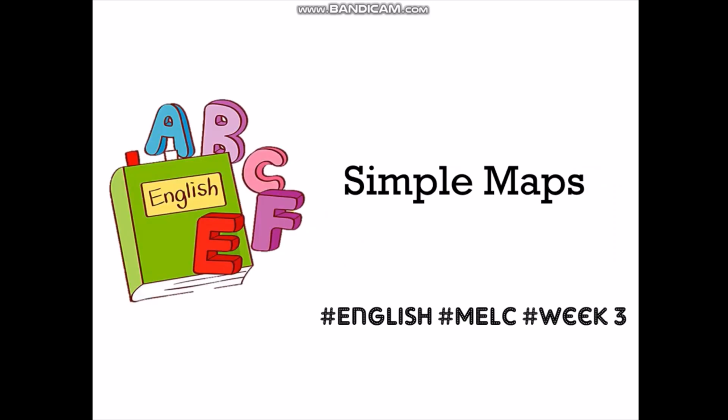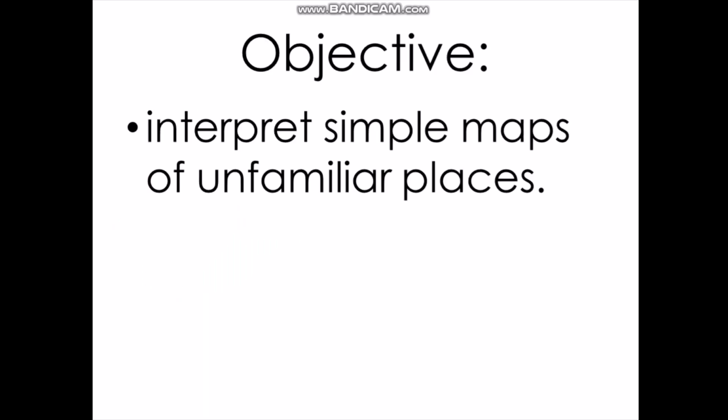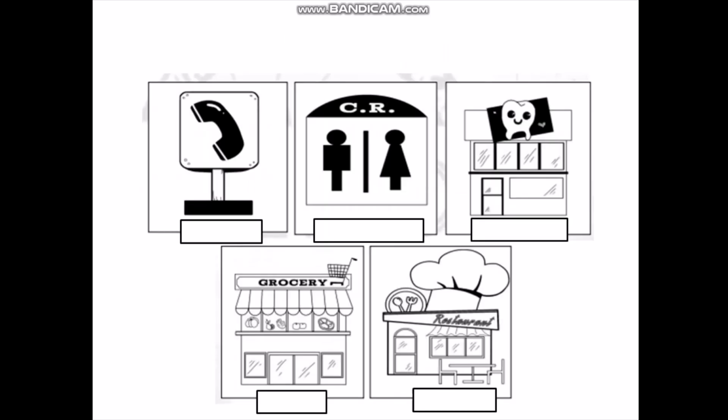Now let's have simple maps. This is an English lesson and this is for week 3. So our objective is to interpret simple maps of unfamiliar places. So I have here 5 pictures and now let's identify what this picture shows us.